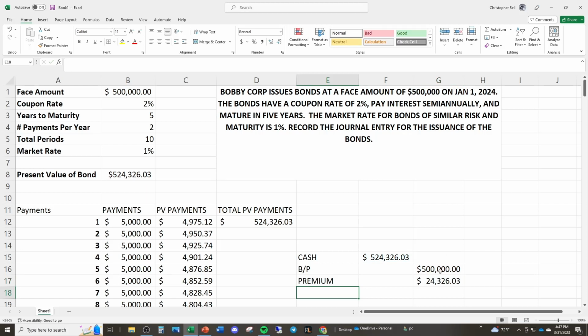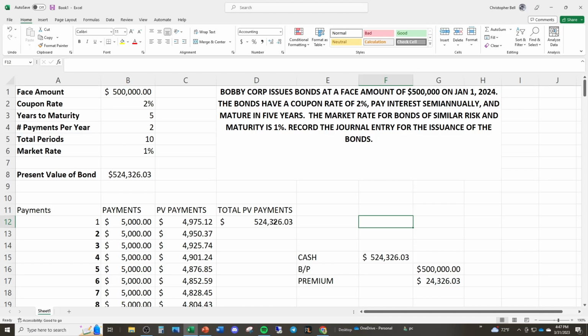And what we're going to do is over the next 10 periods, we're going to amortize, which we'll do in another video, this premium. This premium is going to eventually go to 0. And when Bobby Corp pays back that $500,000, at that point, this premium will be 0. It will be completely amortized.